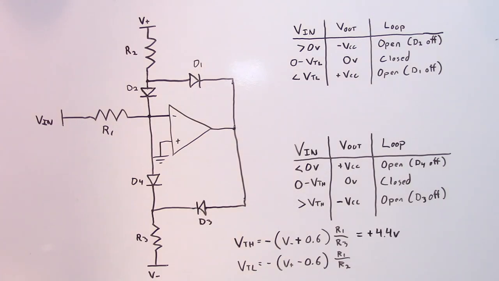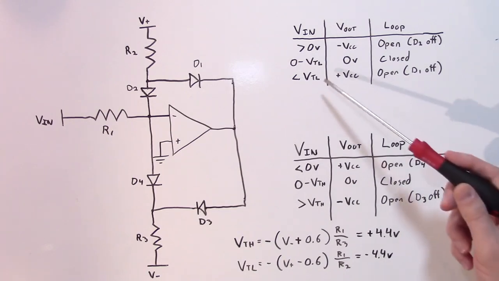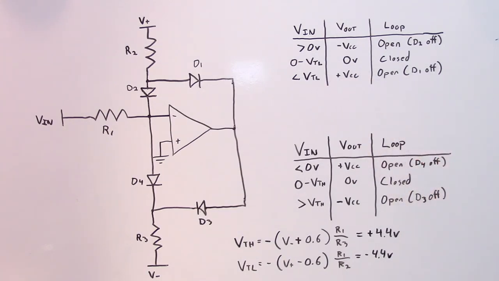Likewise, with my low trip voltage, I have a positive 5 volts minus 0.6 volts. That's going to be positive 4.4 volts. And of course, we have a negative sign here, so my low trip voltage is going to be negative 4.4 volts. So above my high trip voltage of plus 4.4 volts, the output is going to be driven to the negative voltage rail. And below my low trip voltage of negative 4.4 volts, the output is going to be driven to the positive voltage rail.